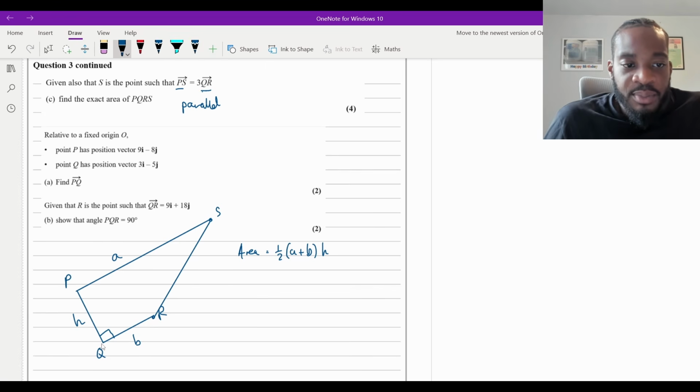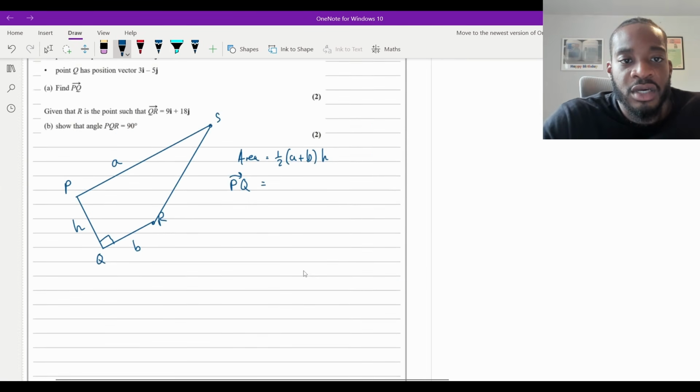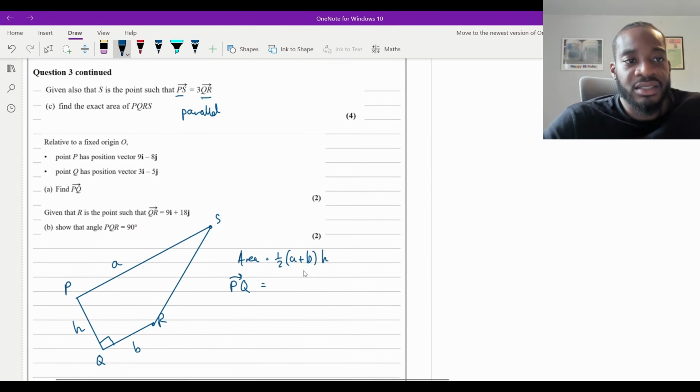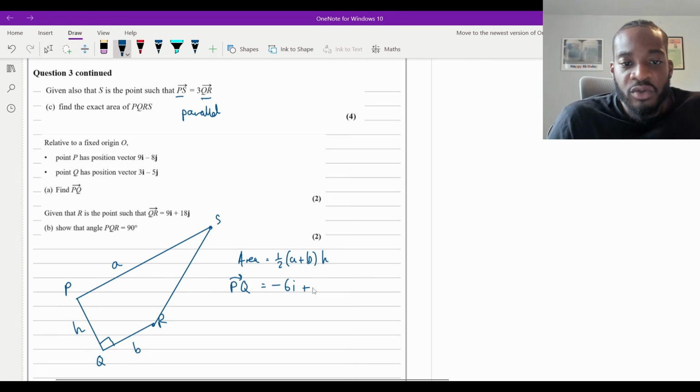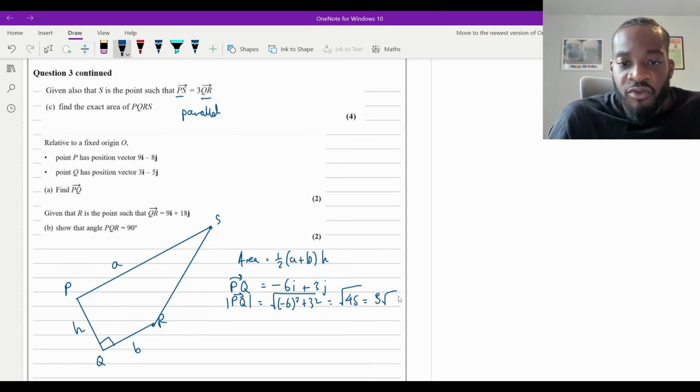We know the vector PQ. That's what we did in part A. And I believe that the vector PQ was -6i plus 3j. Yes, it was. So to find the distance, I need the magnitude of that, don't I? The magnitude of -6i plus 3j is just Pythagoras: the square root of (-6) squared plus 3 squared, which is 36 plus 9, which is the square root of 45, which is 9 times 5, so 3 root 5. So PQ is 3 root 5.